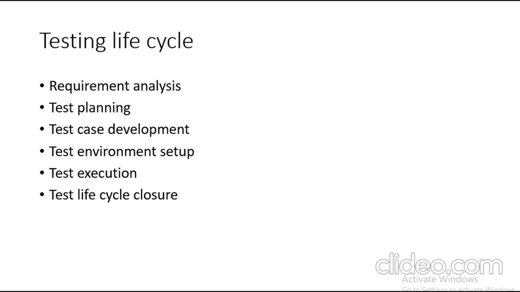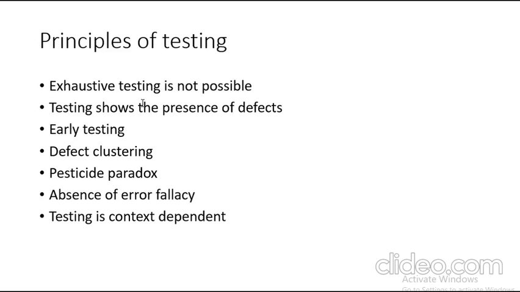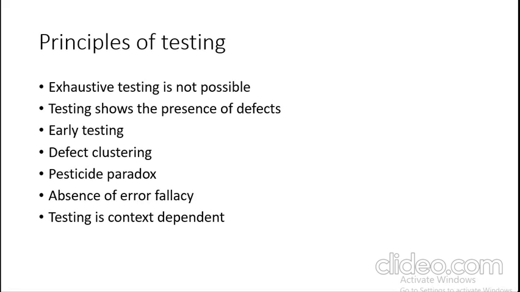So next, principles of testing. So exhaustive testing is not possible. It means it is not possible to test all possible combinations. For this reason, risk and priorities are used to concentrate on the most important aspects to test.